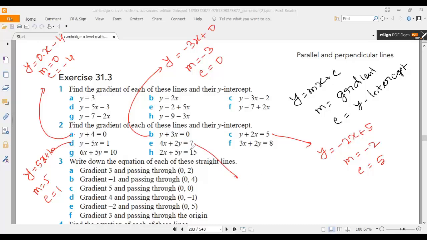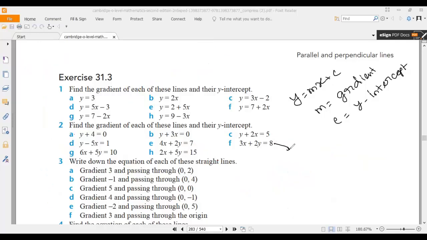Okay. Number E, we need to just convert this one into y equal to mx plus c. So at first we are moving this 4x on the other side, then it will be 2y equal to minus 4x plus 7. Then if we divide both sides by 2, it will be y equal to minus 2x plus 7 by 2. Then what will be the gradient? Gradient m will be negative 2 and c, that is y-intercept, will be 7 by 2 or 3.5 or 3 whole 1 by 2.